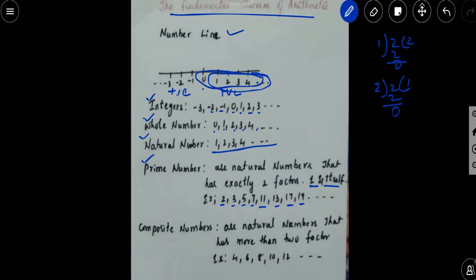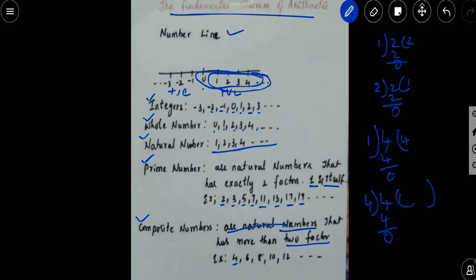Next we'll come to composite numbers. Composite numbers are also natural numbers, and they have more than two factors. For example, if I take 4, is it divisible by 1? Yes, 4 ones are 4, so the remainder is 0. Is it divisible by itself? Yes, 4 ones are 4, again remainder is 0.